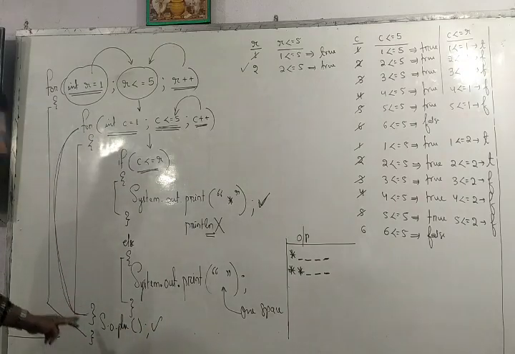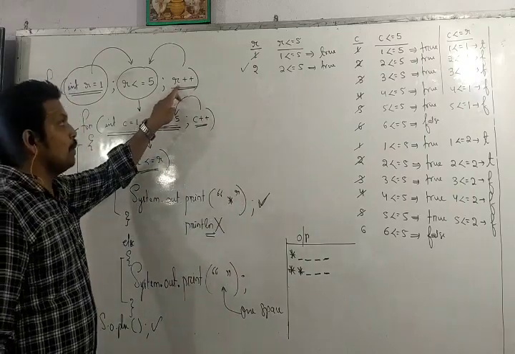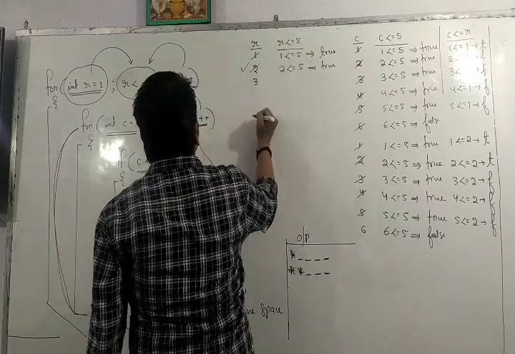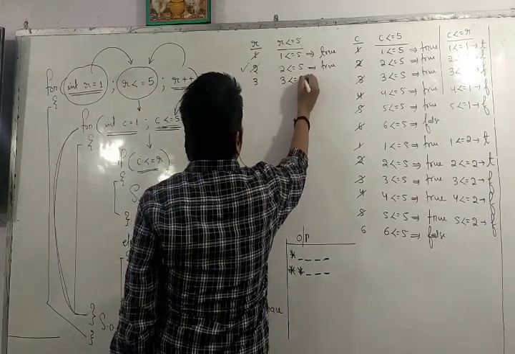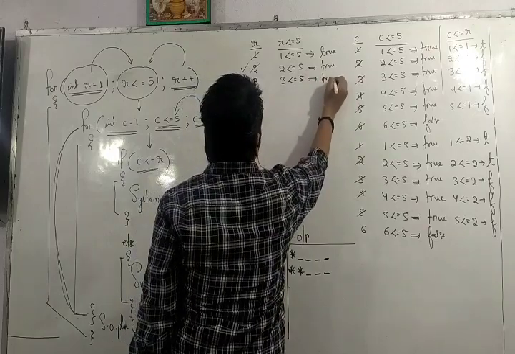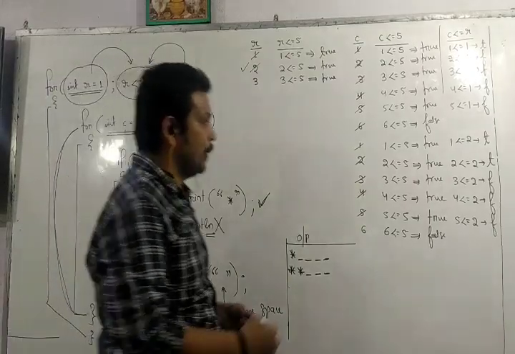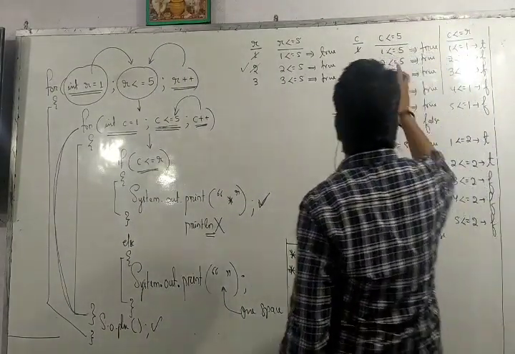Then the control will go to the updation expression of the outer for loop, R++. R++ means it is 3 now. Okay, 3 is less than or equal to 5. Yes, true. If it is true, C's value is again 1.